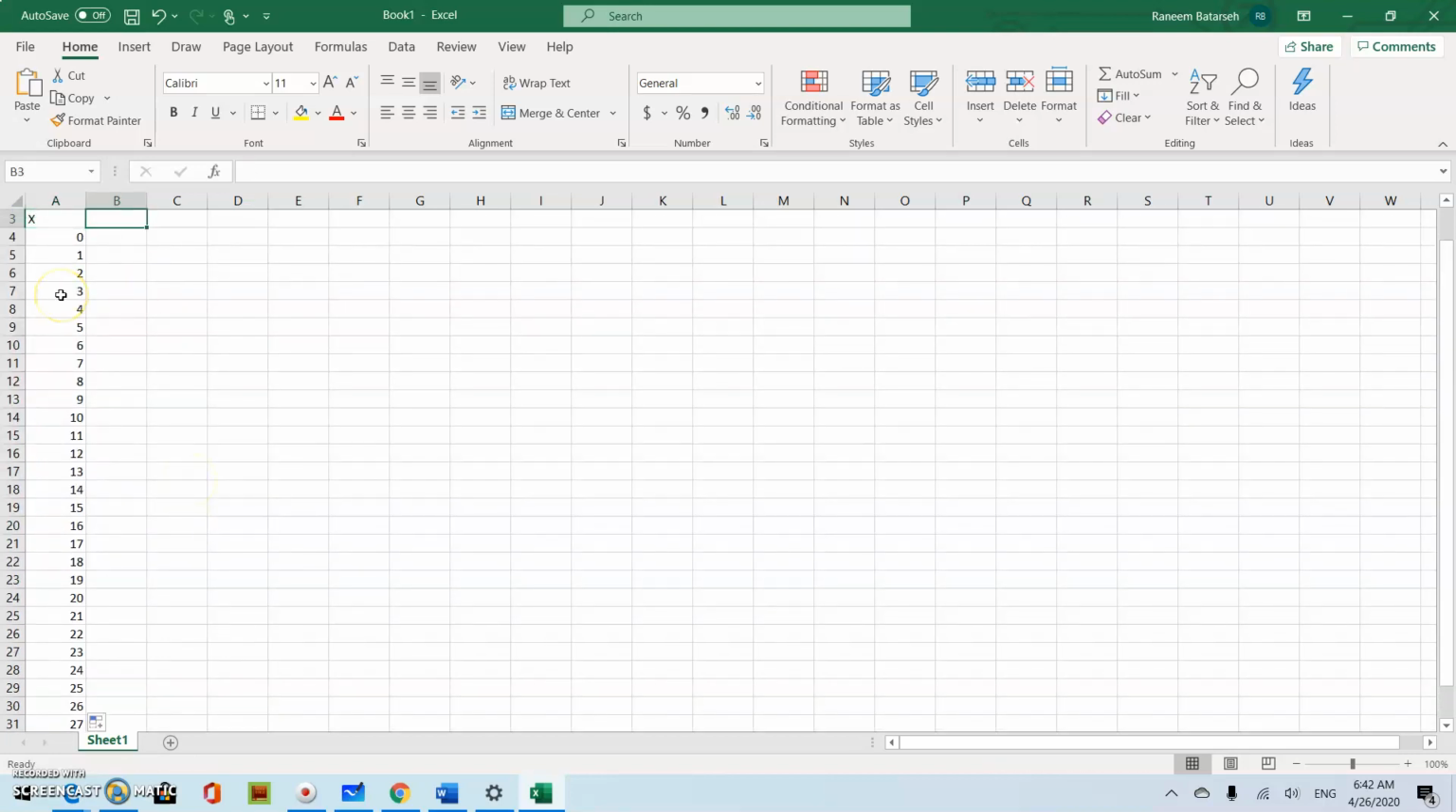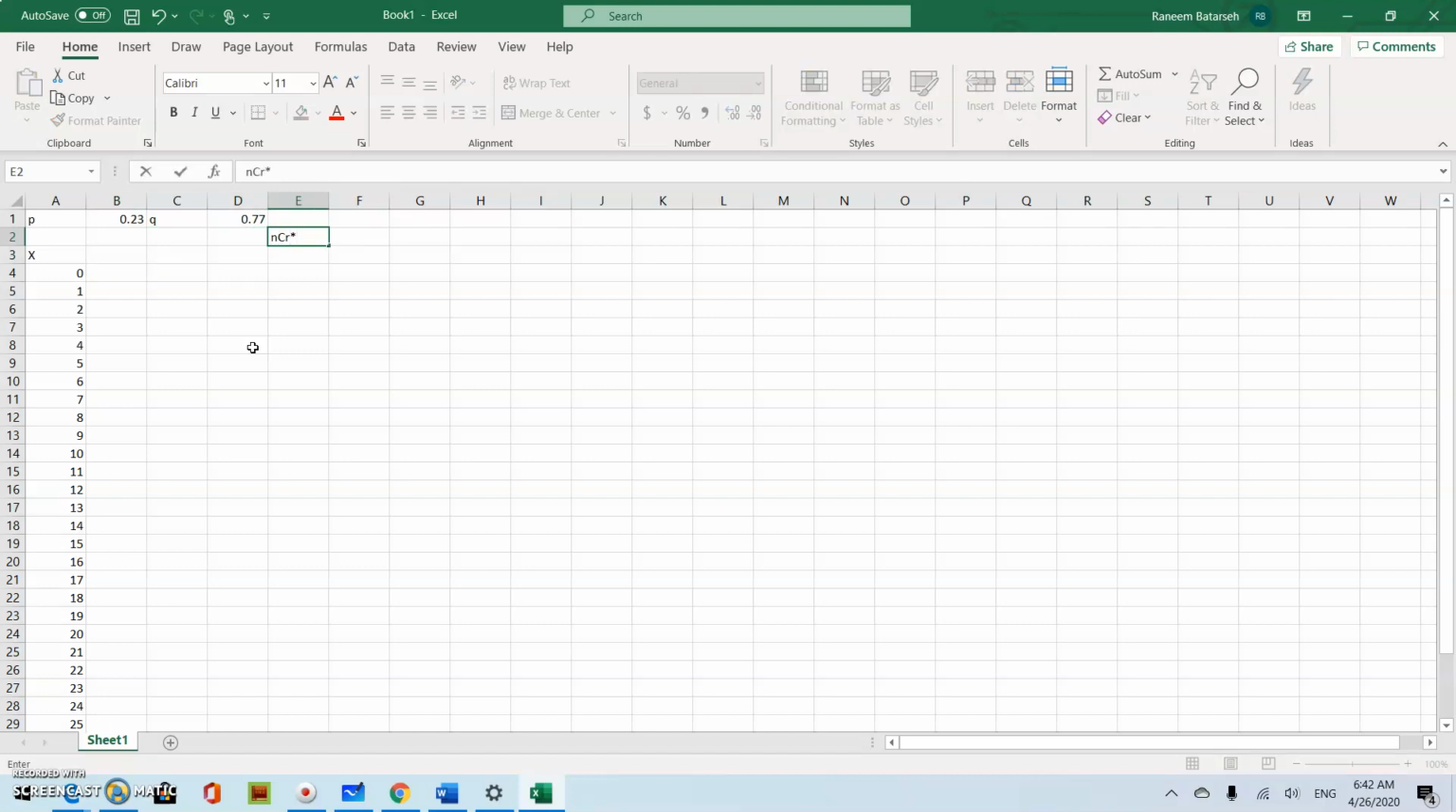And then I'm going to find the probability. If you remember, the formula went like nCr times p to the r times q to the 1 minus r. Okay, so let's just use that formula. So combination.